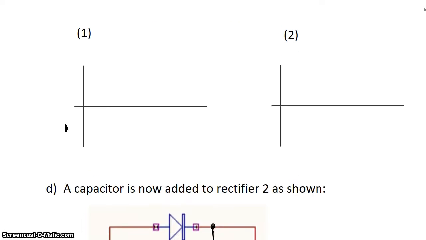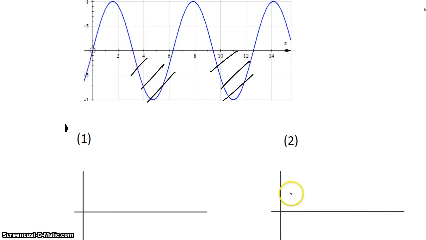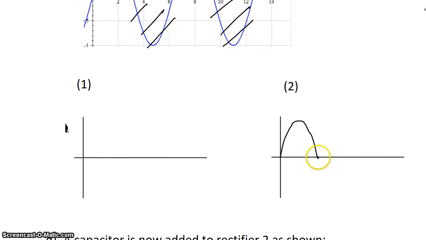So we'll do the half wave rectifier first. The positive end of the wave makes it. The load gets that part of the wave, but it doesn't get the negative part. It does get the next positive part, and not the next negative part.